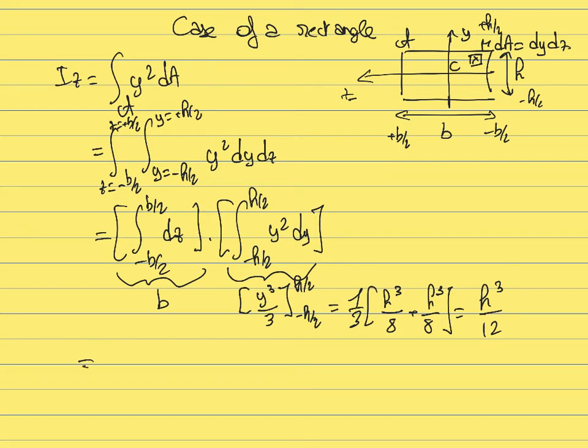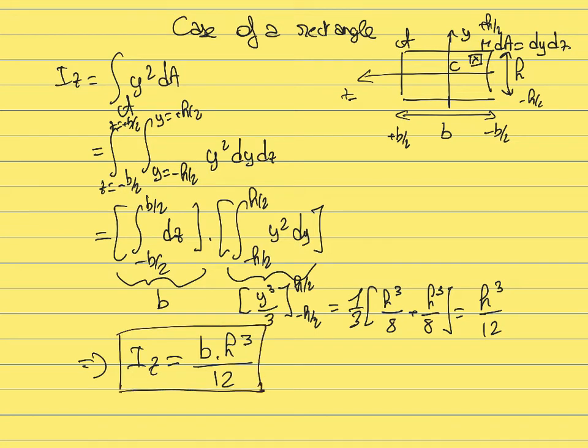So overall, if you combine everything, the moment of inertia about z of a rectangle is going to be equal to the product of its base b times its height to the power 3, the cube, divided by 12. So this formula gives you the moment of inertia about z of a rectangle.